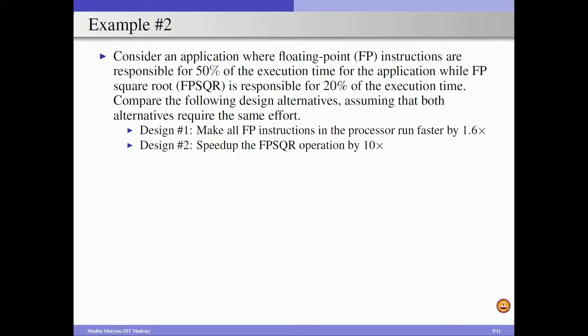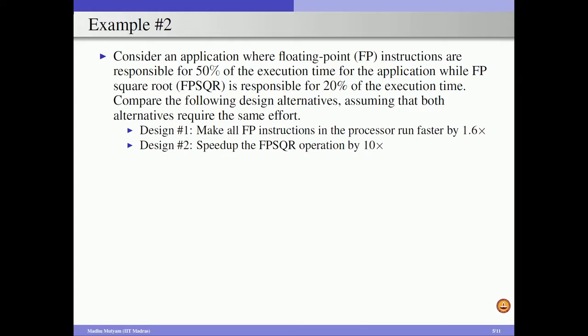Consider a second example, an application where floating point instructions are responsible for 50% of the execution time, while floating point square root is responsible for 20% of the execution time. Compare the following design alternatives, assuming that both alternatives require the same effort. Design 1 is to make all floating point operations in the processor run faster by 1.6 times. Design 2 is to speed up the floating point square root operation by 10x.